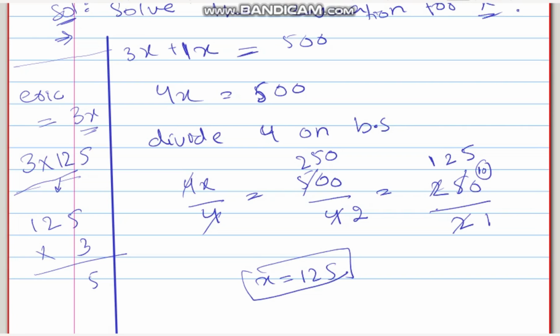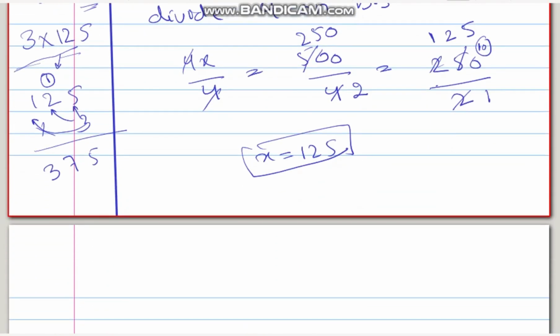And 1 will be carried. 3 multiplied by 2 is 6 plus 1 is 7. 3 multiplied by 1 is 3. So this means that 3x is equal to 375. This is basically our answer. This will be our answer.